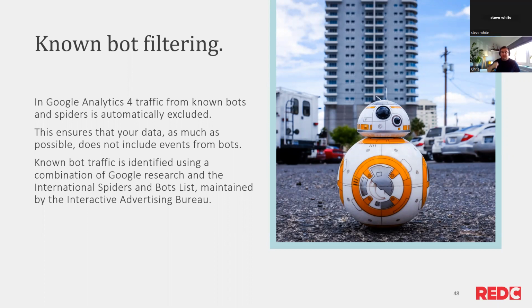GA4 blocks bots and spiders automatically. There's no way to currently do it individually, and Google won't give you a list of bot traffic that it's identified. It is done on an international basis though. It's just something to be mindful of. You don't get to see this list anymore or apply manual bot filtering yourself.